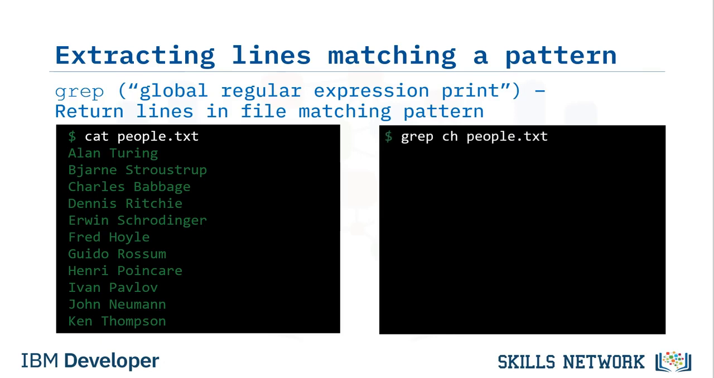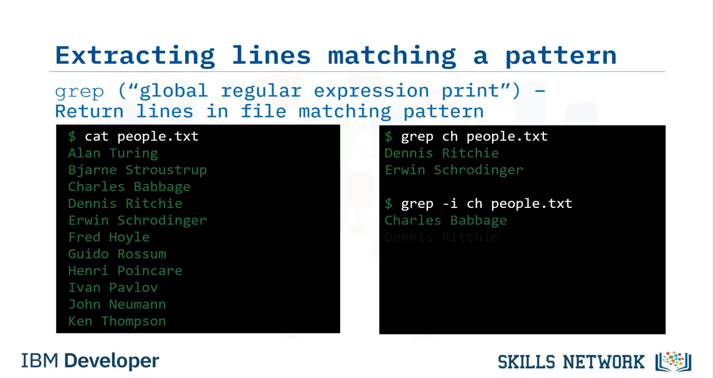To do this, you give grep the matching term CH followed by the file name. The output returned 2 results, Dennis Ritchie and Erwin Schrödinger, both containing a lowercase match to CH. Performing the same operation, but this time with the -i option, returns an extra result, Charles Babbage, which has an uppercase C. This is because the -i option expands the pattern search by making it case insensitive.